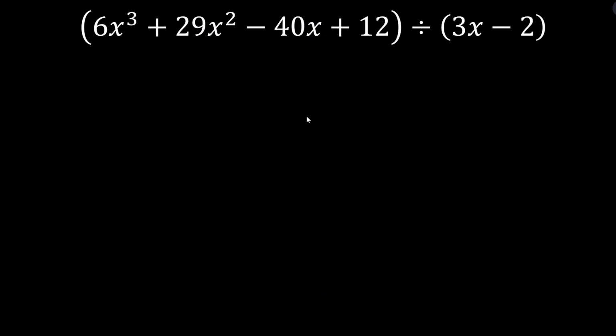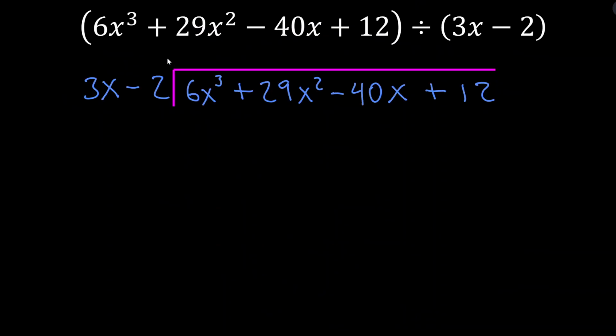Next example, we can go a little bit faster. Let me go ahead and set it up first. So I always write the divisor out here. The dividend goes under the house. And then remember, I'm trying to answer the question, what do I multiply 3x minus 2 by to get this polynomial under here? That's the quotient. That's what goes up here, the answer to our division problem.